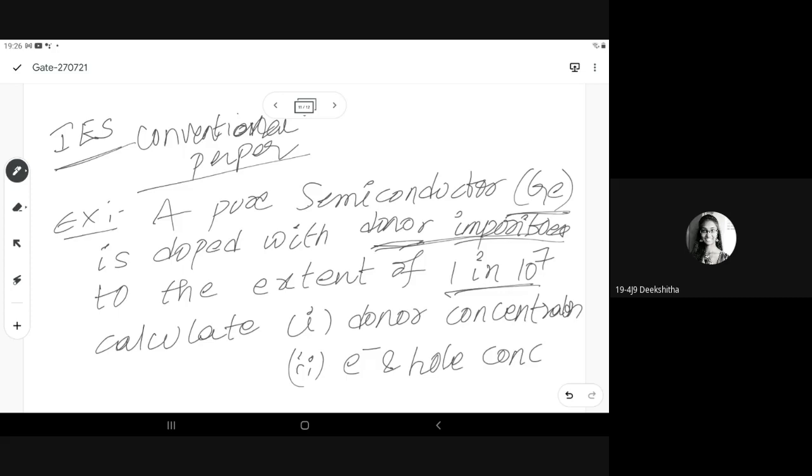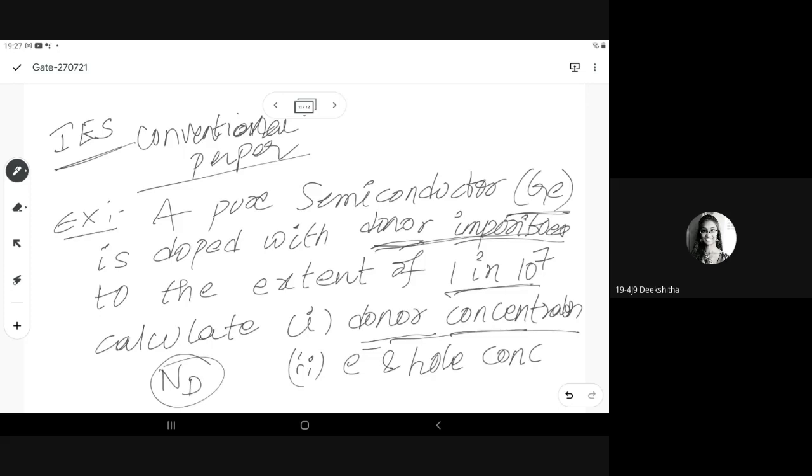The doping ratio is 1 in 10 power 7, as he has asked. Now what he wants is the donor concentration. How much donor concentration is there? The donor concentration is represented with the capital symbol ND. ND represents donor concentration.